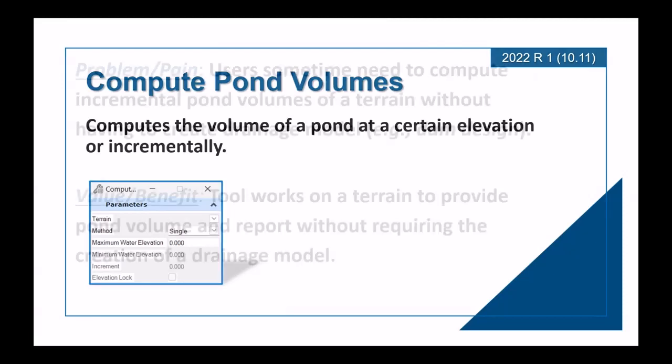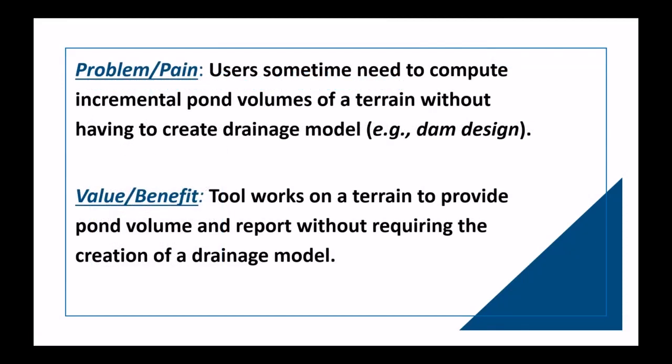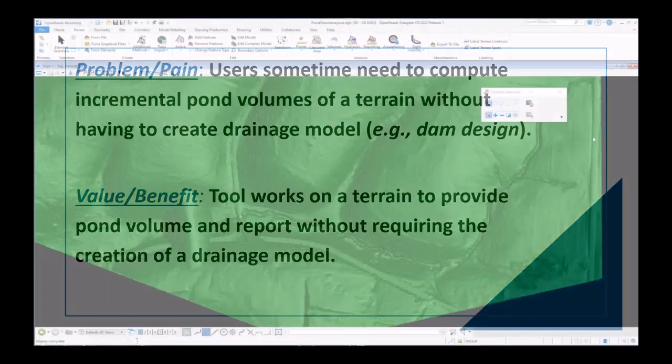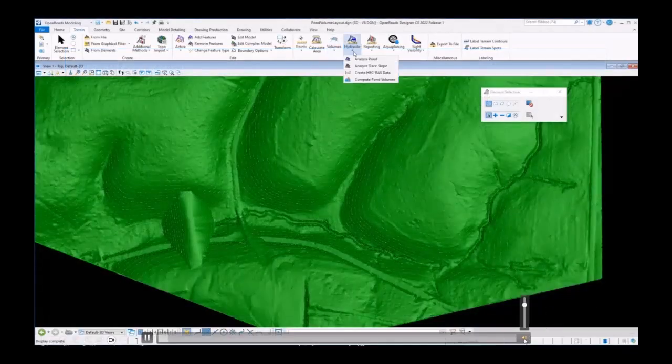Another tool that we introduced in 2022 R1 in the area of terrains is the ability to compute pond volumes. You really had no way in the past to do this without creating a drainage model. And sometimes people just want to go to a terrain and get a pond volume without having to go through the whole process of creating a drainage model. And this tool does exactly that. It just works on a terrain. It gives you a pond volume report.